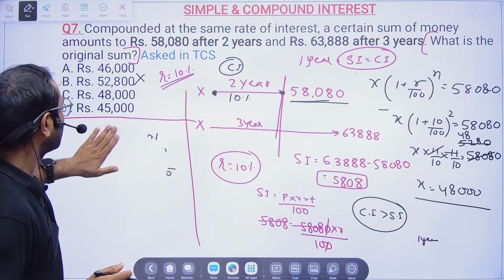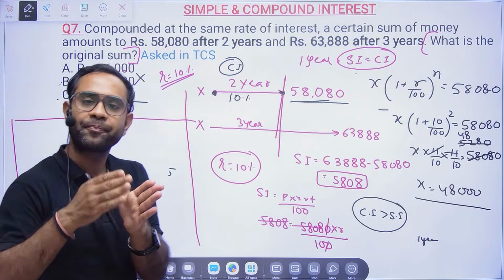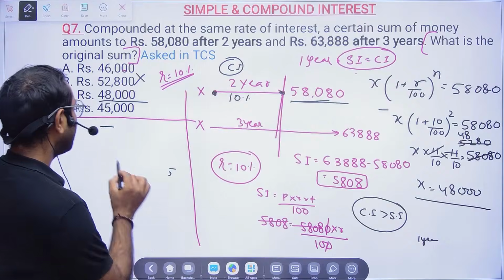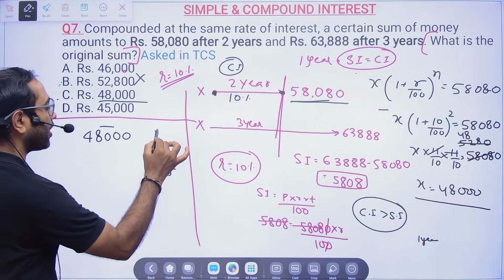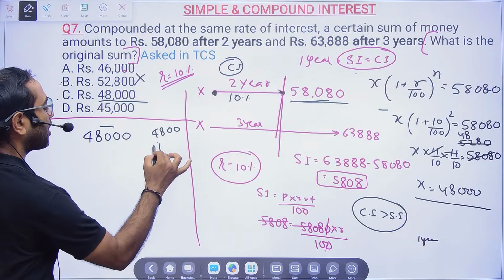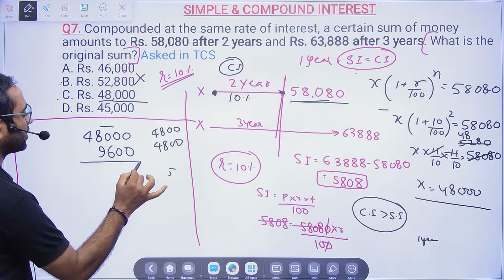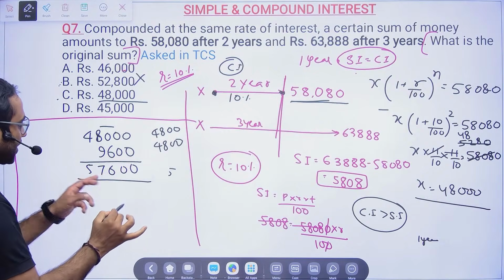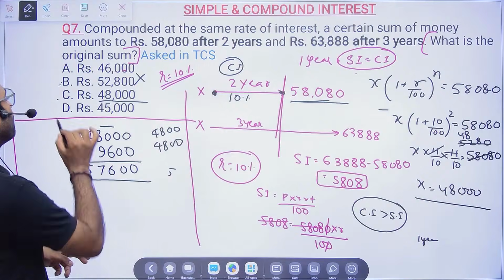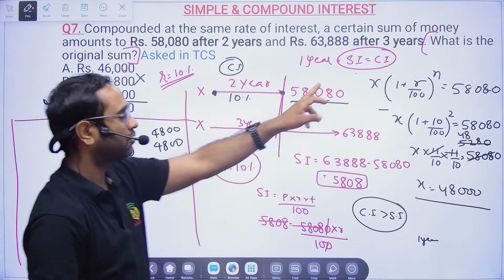This option is gone. Let us take one more option, 48. 48,000, 10% will be 4800 for 1 year, and for another year 4800. That means for 2 years simple interest will be this much, 9600, so definitely your compound interest will be a little more than that. So you can directly use these options. You do not have to use these formulas.